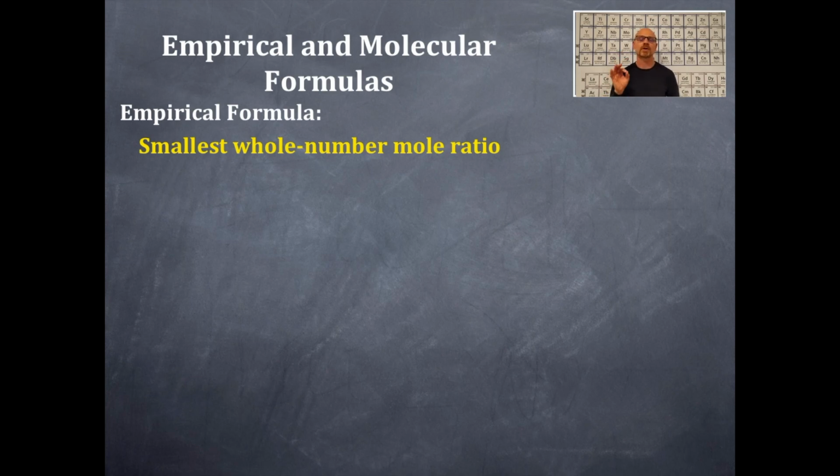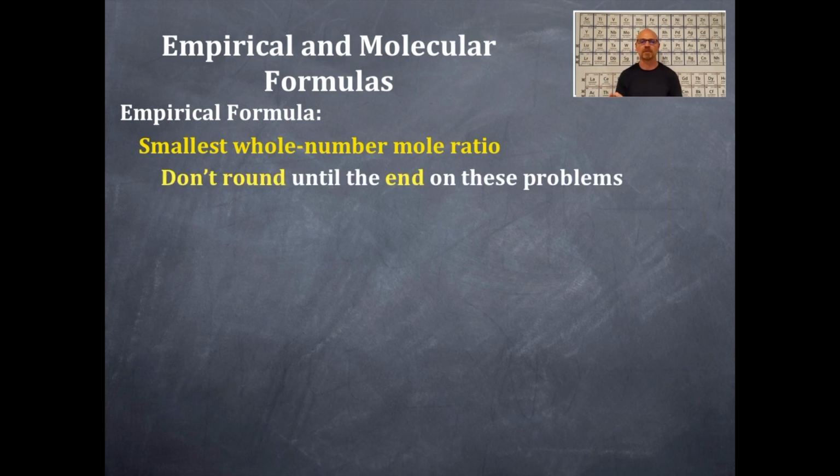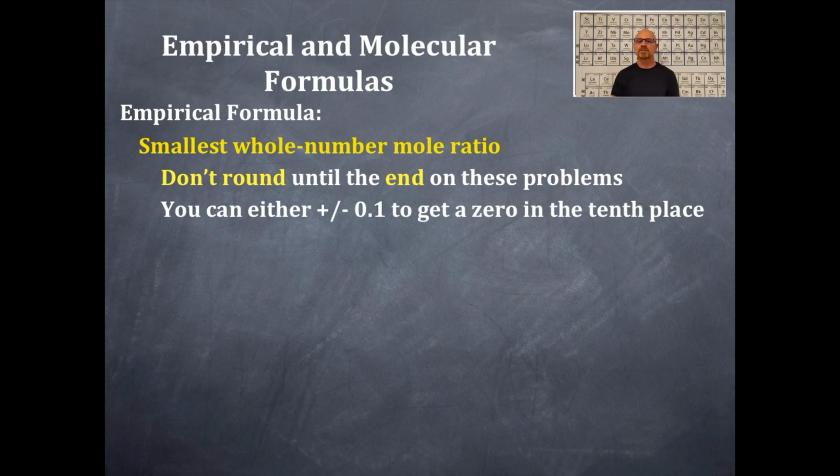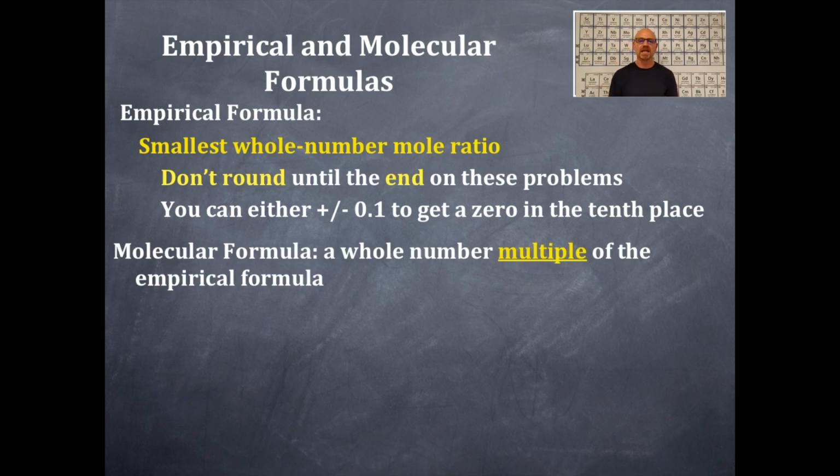It's the simplest or smallest whole number mole ratio. We're not going to round until the end of these problems. You can either add or subtract a tenth to get a 0 in the 10th position. And we've already gone over that before. We've done 2 examples at least. The molecular formula is a whole number multiple of the empirical formula.